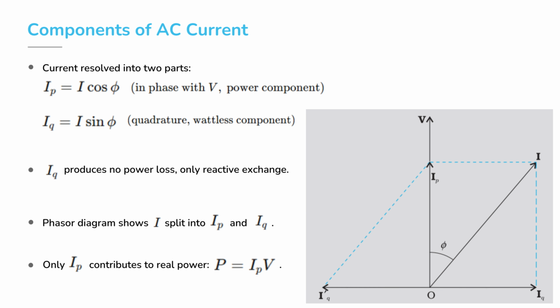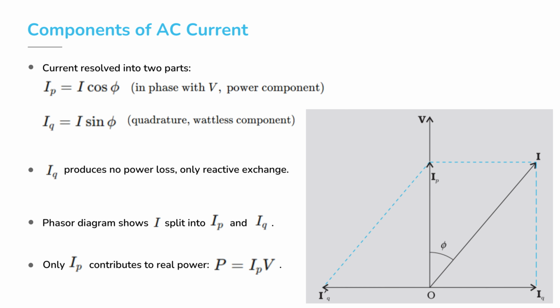The second is IQ, equal to I times sine phi. This is called the quadrature component and it is wattless. It does not produce any power loss, but it constantly exchanges energy with the circuit's magnetic or electric fields. Now, when you look at the phasor diagram, you see the current vector split into these two parts, IP along the voltage axis and IQ at right angles.